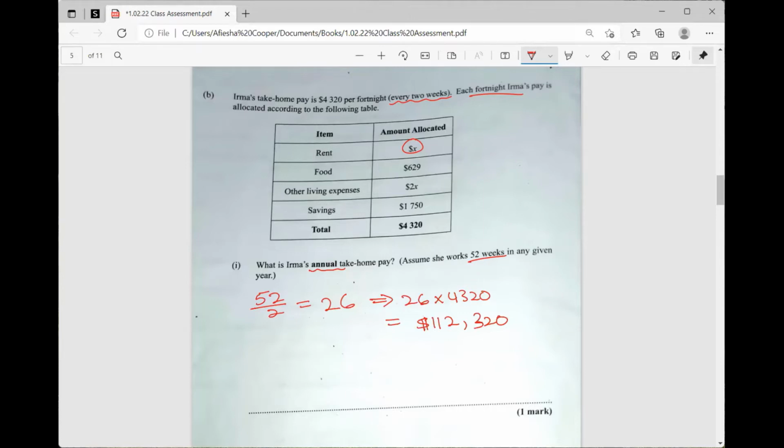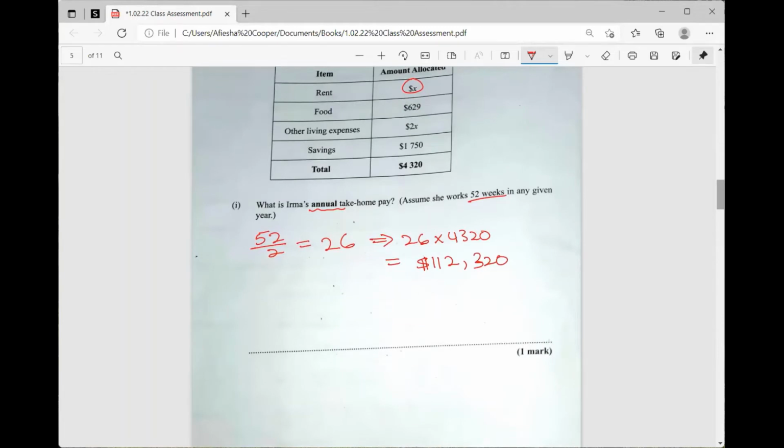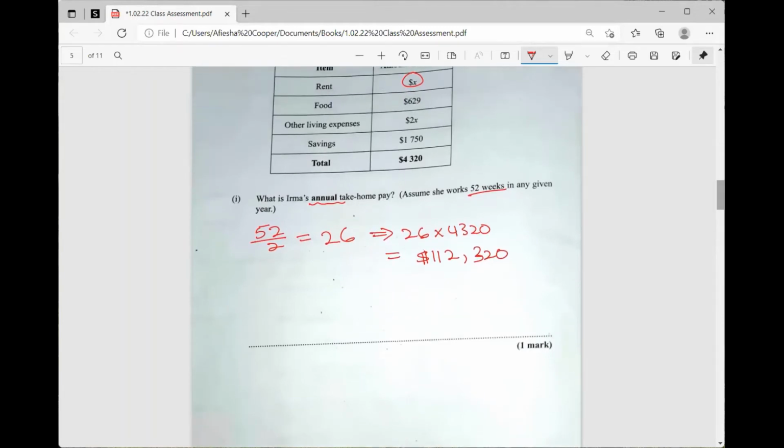So she gets paid every fortnight. A fortnight is every 2 weeks, so she's not going to get paid 52 times. We have to divide the 52 weeks by 2, because every 2 weeks she's getting paid. So we divide 52 by 2, we get 26, and then we multiply that 26 by 4,320. Any questions so far? Worth 1 mark.